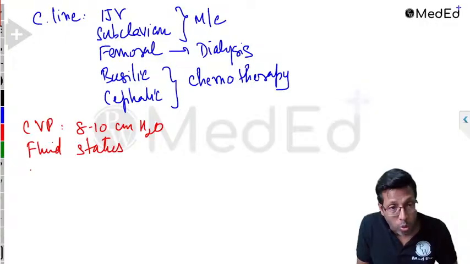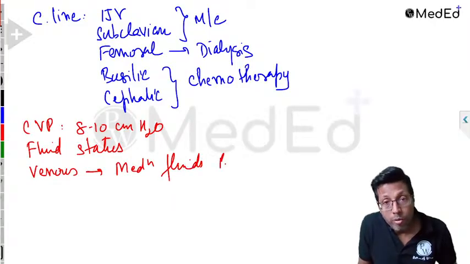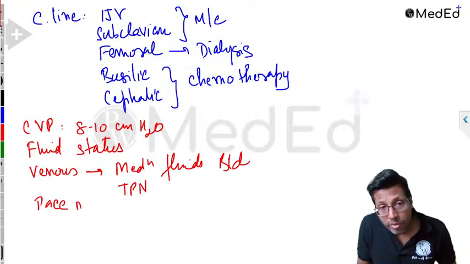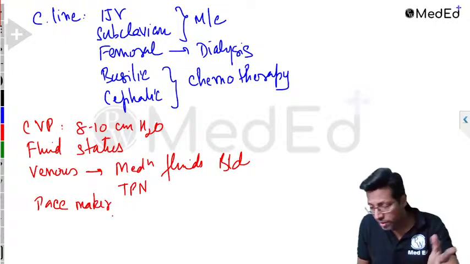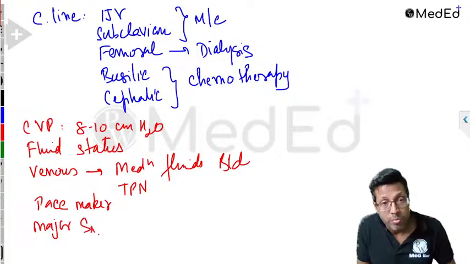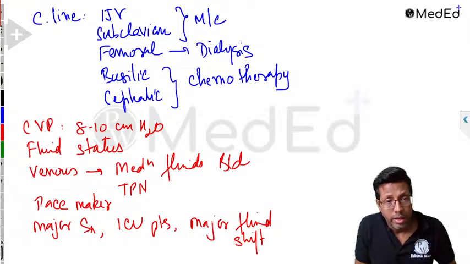Apart from that, it gives you a port, a direct connection to the venous circulation. Because it's a connection to the venous circulation, I can give medications from there. I can give fluids, blood, chemotherapy, total parenteral nutrition from there. I can also insert a pacemaker from there. It makes the life of an intern easy, blood collection, right? Apart from that, for all the major surgeries where there is major fluid shift, and ICU patients, we insert a central line. Correct?